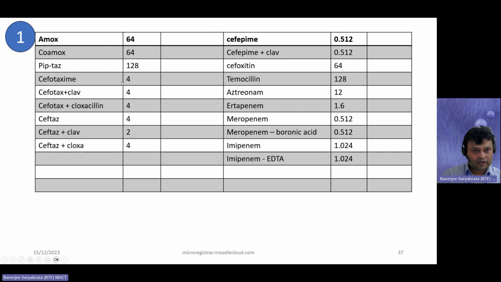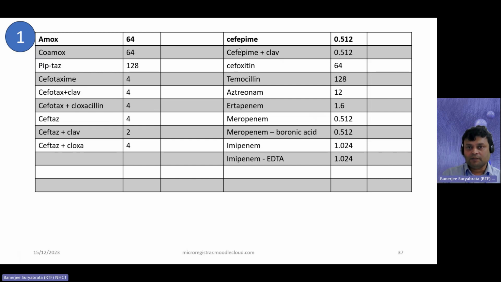Now, cefotaxime is sensitive and ceftazidime is sensitive, and there is no synergy with clavulanic acid or cloxacillin. So if there is only one dilution, you need to be careful. It might not show synergy. It might be just reading. One dilution is not that important, so you need to be careful in interpreting one dilution. Here, cefotaxime and ceftazidime are sensitive, but we know that OXA-48 can produce third generation cephalosporin sensitivity.